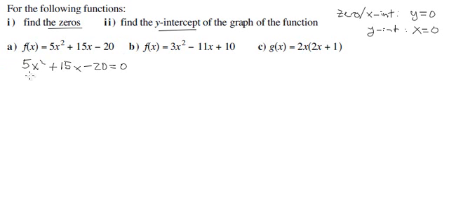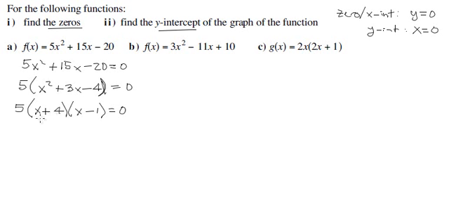Now, how do we factor this? A 5 comes out. x squared plus 3x minus 4 equals 0. That's a bracket. It should be round. Now we need two numbers which add up to 3 and multiply to negative 4. How about a 4 and a negative 1? If you want to put those in the opposite order, no problem, it'll work.